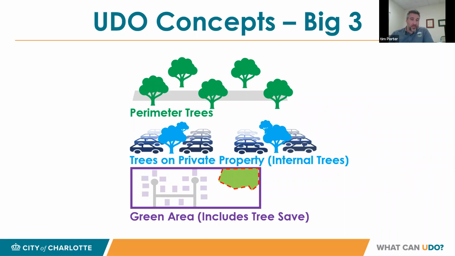So moving on to the big three, these are the three main focus areas of the current and proposed tree canopy requirements. Perimeter trees, which are essentially street trees. Trees on private property, often termed internal trees, and green area. Right now it's called tree save, but we're proposing an evolution of that requirement to a broader approach of green area with more options. Tree save will still be there. It'll still be a very big part of the tree protection article, but there are going to be additional options available if a site qualifies. So it made sense to evolve that name into something more appropriate for that bucket of requirements.